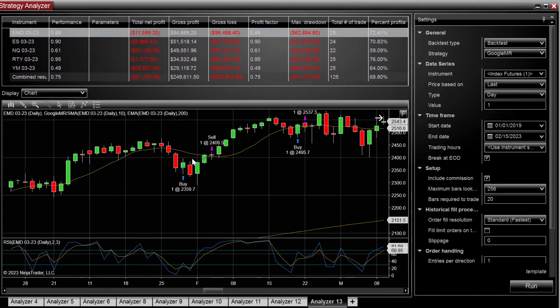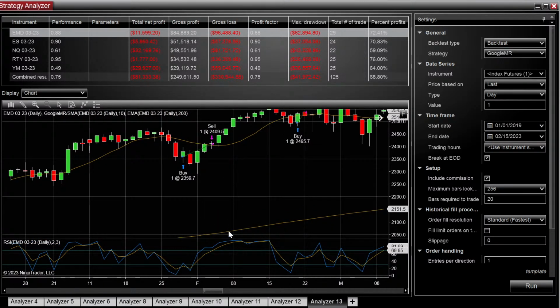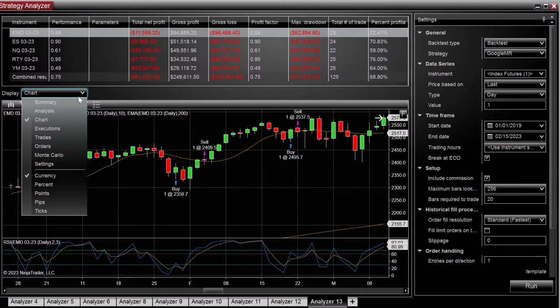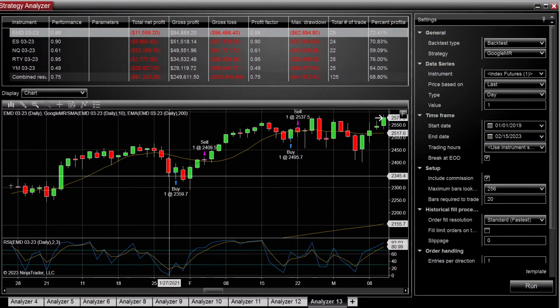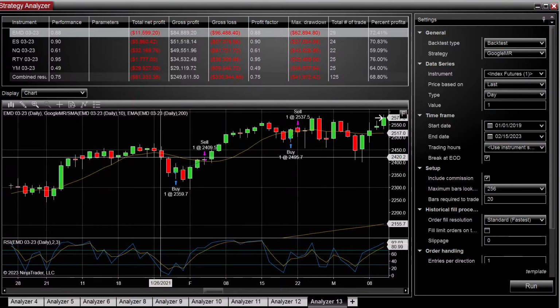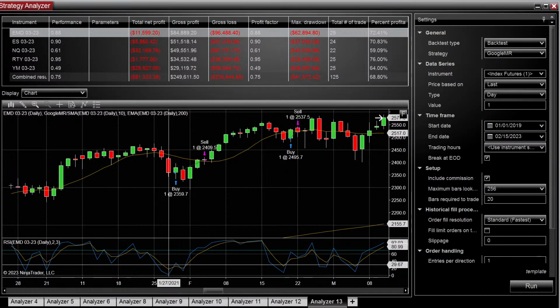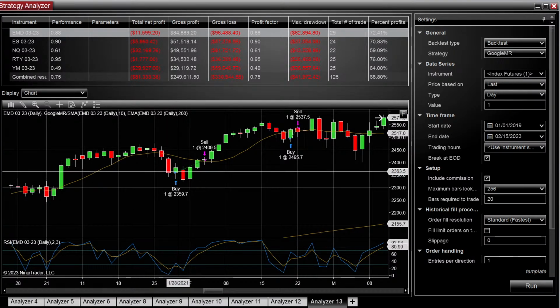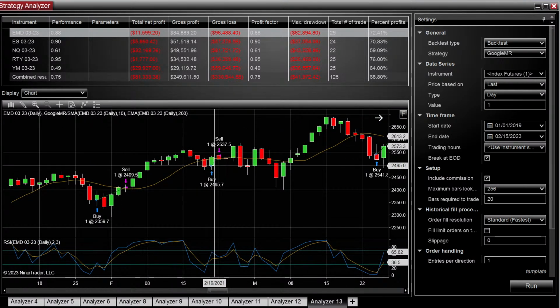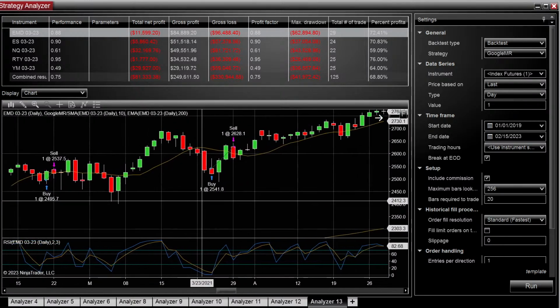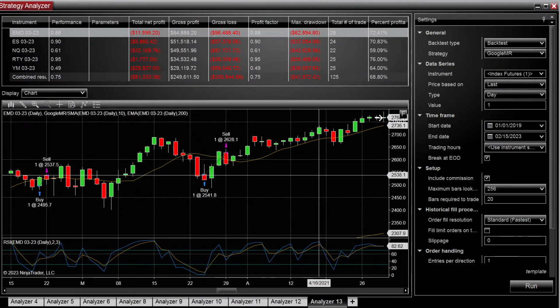So here the 10 SMA is above the EMA. Here the RSI crosses beneath the 10 level. This blue line here is the 30, but we're using the 10. So this candle crosses below the 10, we go long and we exit it here. So that's a winning trade. Winning trade here. Winning trade here.